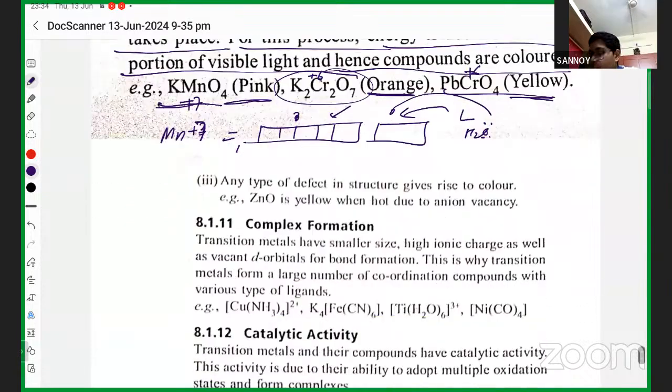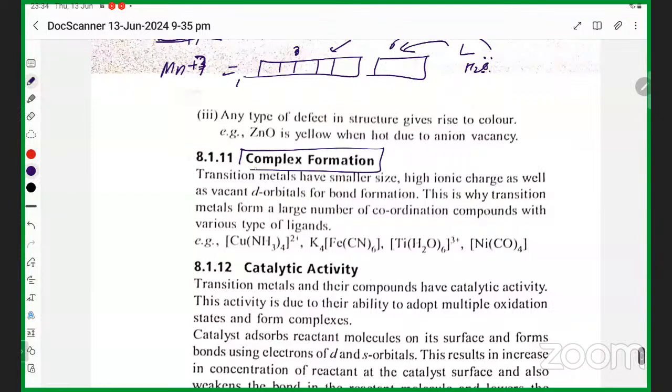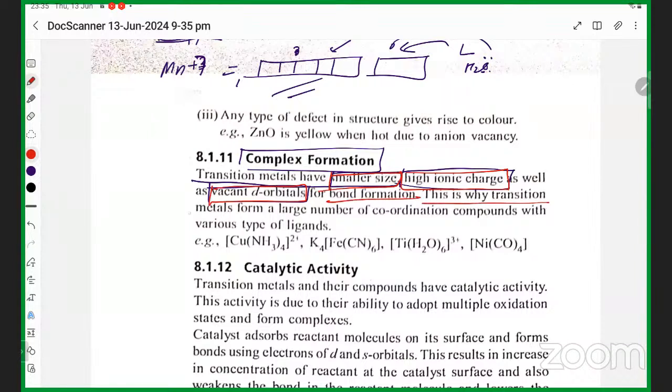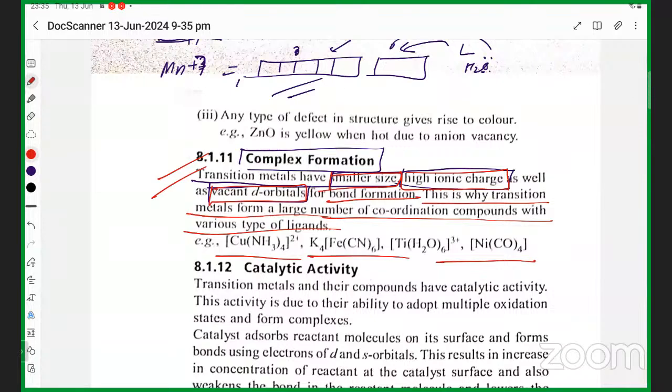Yes. Now, complex formation. They have vacant orbitals, so they can form complexes. Transition metals have smaller size. Three factors we are studying: smaller size, high ionic charge, and vacant d orbitals for bond formation. This is why transition metals form a large number of coordination compounds. We will study these coordination complexes later, but the reason is the same: small size, high charge density, and vacant d orbitals.